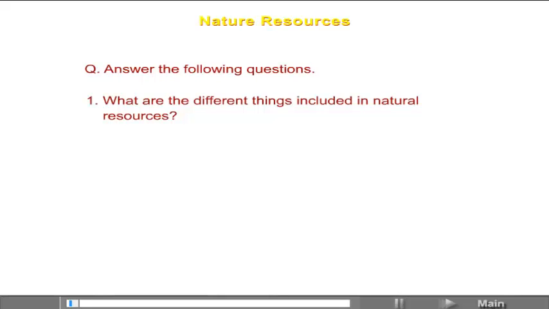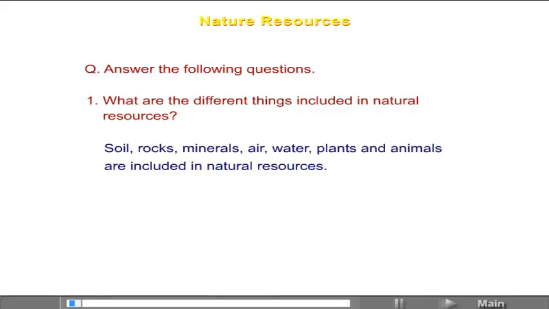Lesson 7 Natural Resources. Answer the following questions. What are the different things included in natural resources? Soil, rocks, minerals, air, water, plants and animals are included in natural resources.